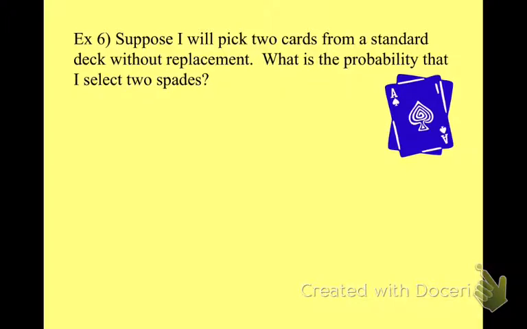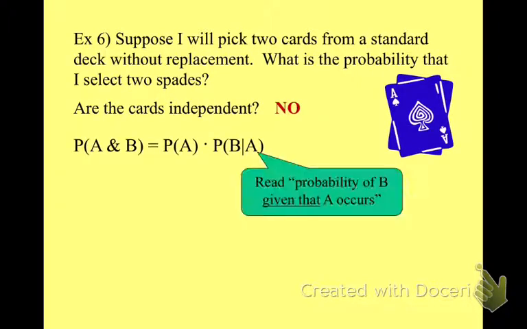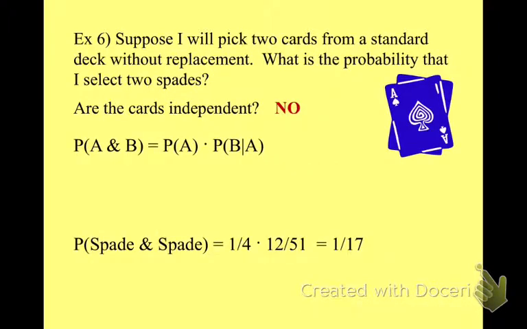Suppose I will pick 2 cards from a standard deck without replacement. What is the probability that I pick 2 spades? So that's kind of like the one that we talked about earlier. The probability of 1 spade is 13 out of 52, or 1/4. Then I take 1 away, and I also have 1 less card. So I only have 12 spades left, and I only have 51 cards left. And then when you multiply that out, you get 1 out of 17.